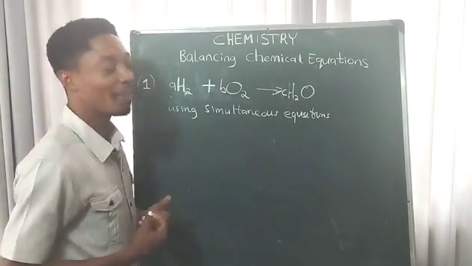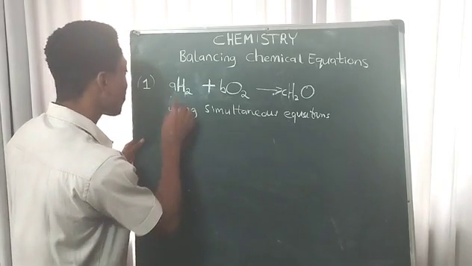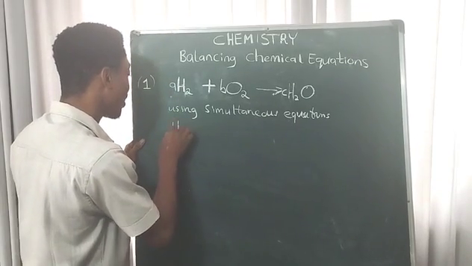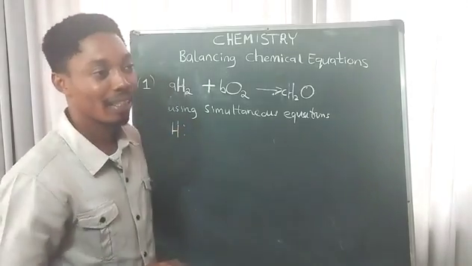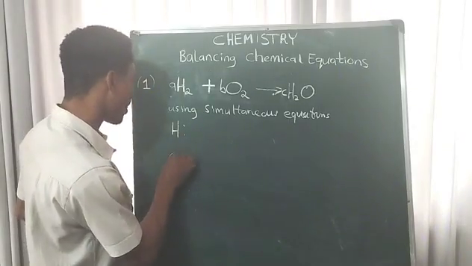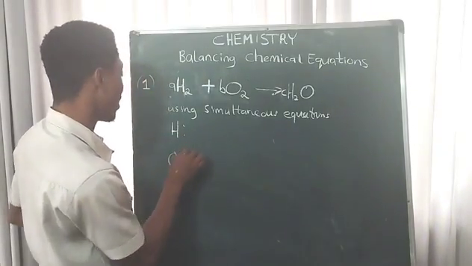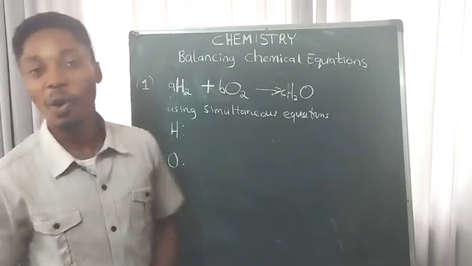So we proceed. The first element we have here is hydrogen, so you can just tag it H. And the second element present in this overall chemical equation is oxygen. You can just tag it O.